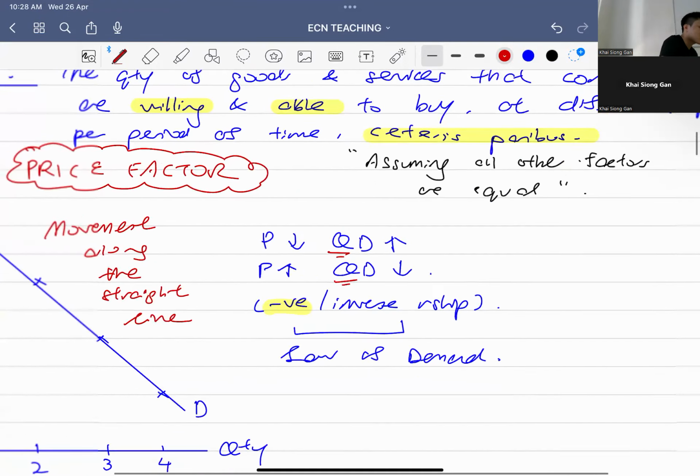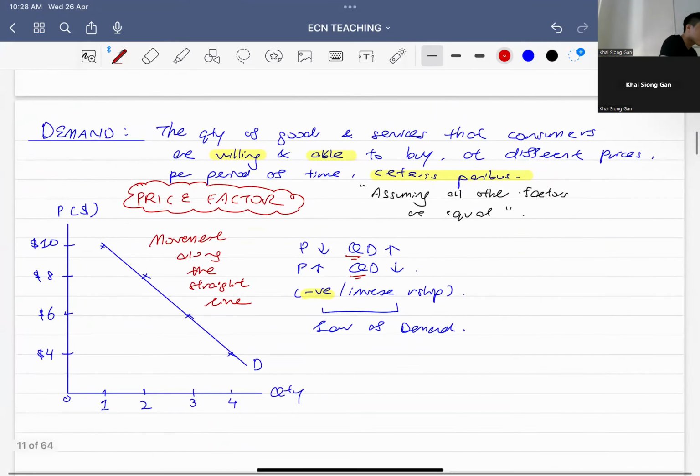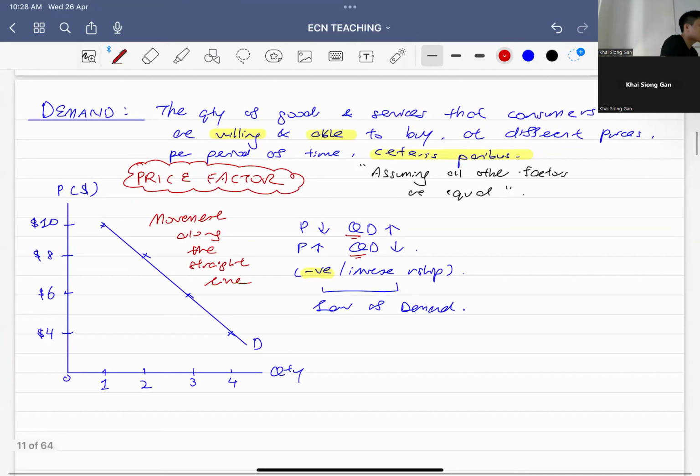Okay, so if I use the word QD, it means price factor, in which there is no shift but only movement along the curve. Why? Because that's what we call the price factor. Quantity demanded changes because of the change in price. Be aware of the use of words, because later on in your assignments and your finals and your exams, when you write QD, I'll expect you to refer to the price factor. When you write demand, I'm expecting you to write the shift. So it carries different meanings to some extent.